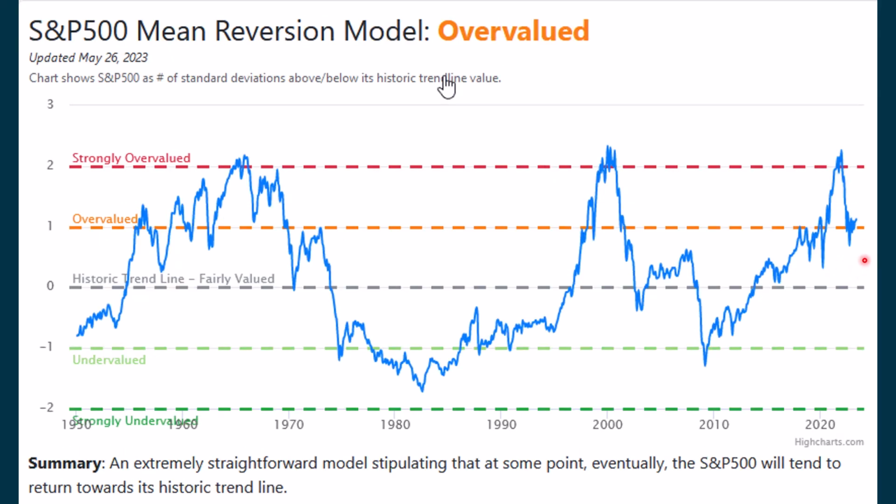The mean reversion model: how far are prices getting away from their mean or average price over a period of time? The S&P has become quite far away right now. The gray line is the historic trend. So once we go above 1, it's considered to be overvalued.